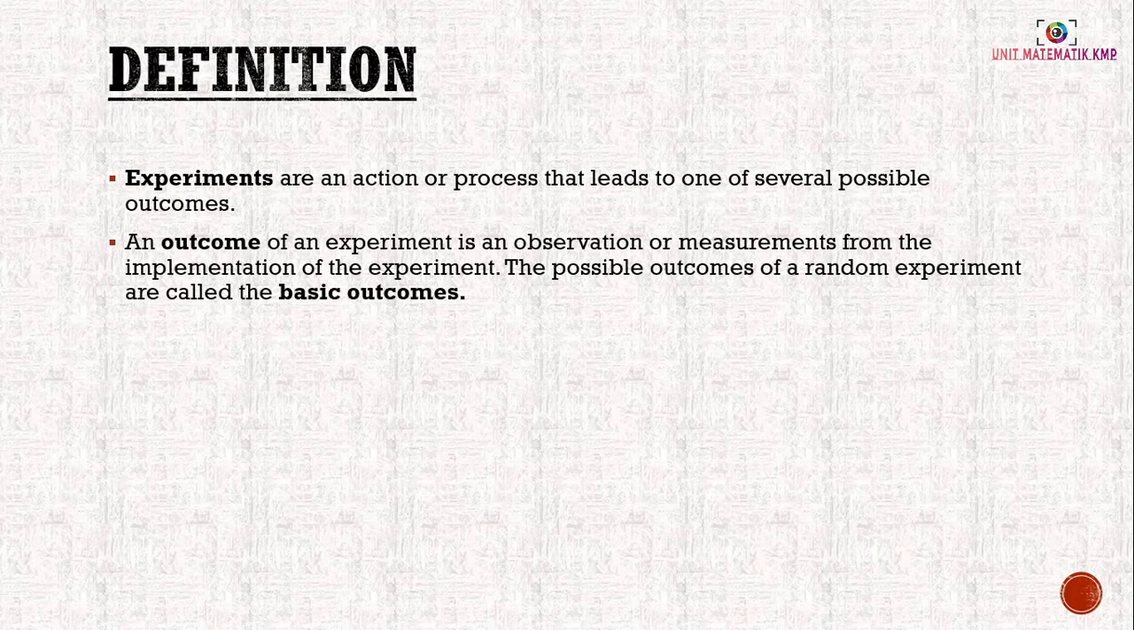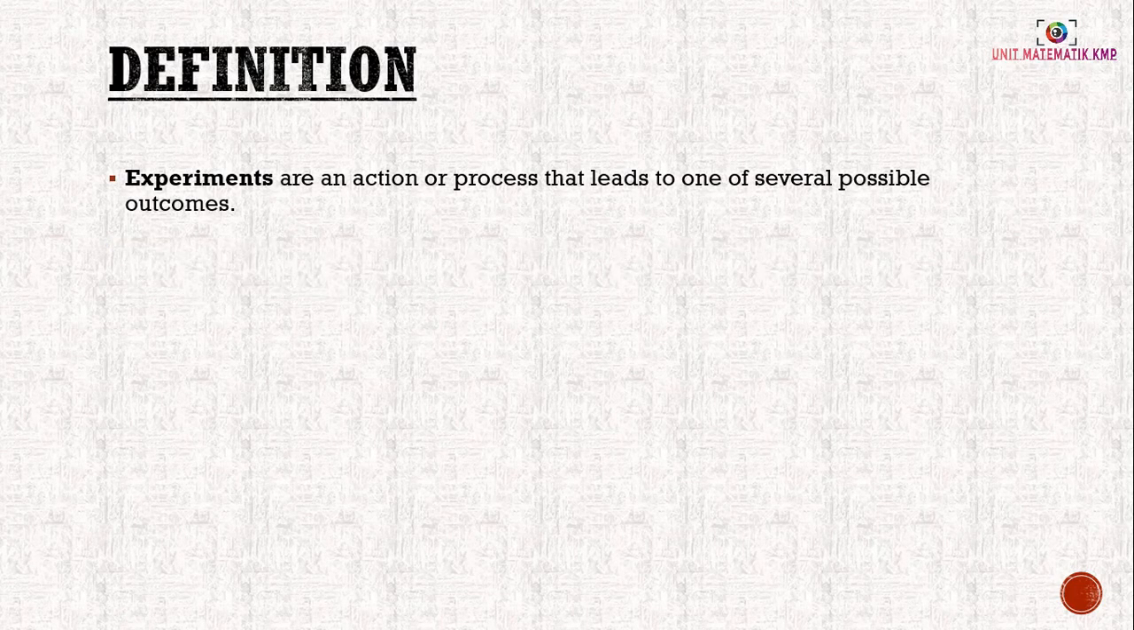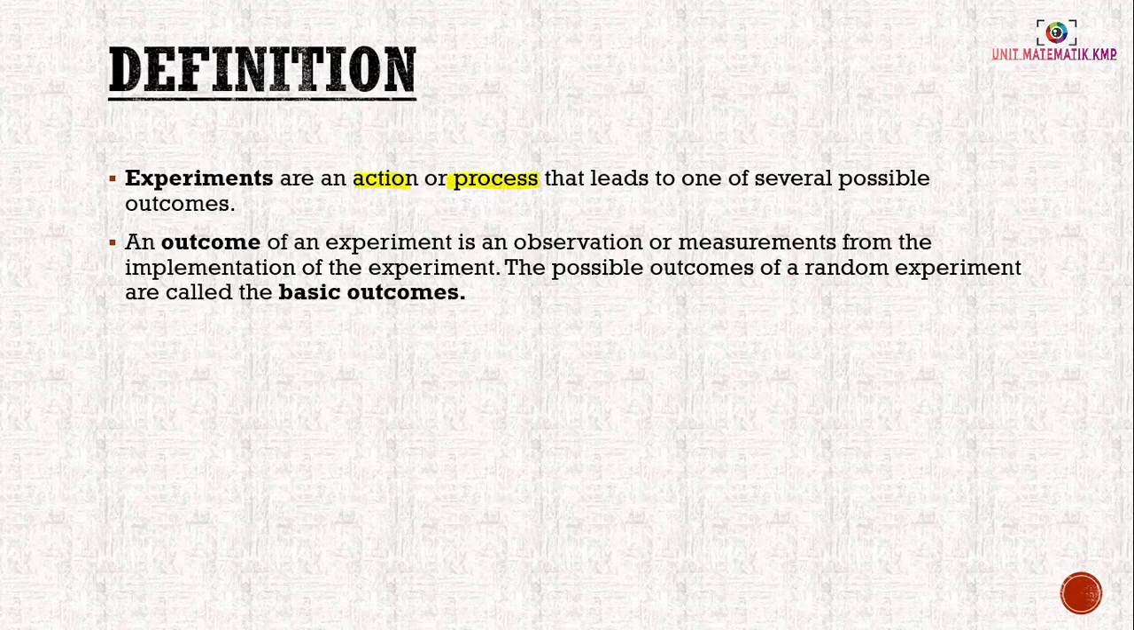By definition, experiments are an action or process that leads to several possible outcomes. So bila ada eksperimen, adalah result. Okay, an outcome of an experiment is an observation or measurement from the implementation of the experiment. So the possible outcomes of a random experiment are called the basic outcomes. Jadi outcomes ni adalah result daripada kita punya experiment.